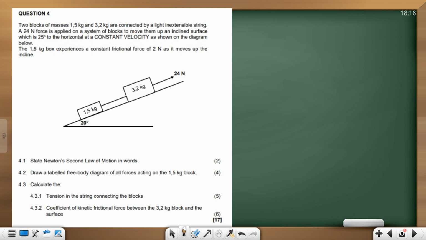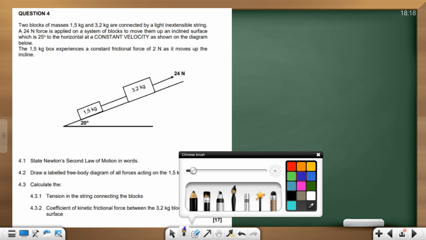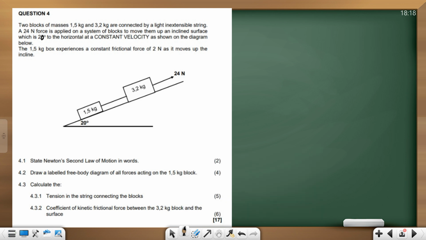Two blocks of masses 1,5 and 3,2 are connected by a light inextensible string. A 24 Newton force is applied on the system of blocks and moves up an inclined surface of 25. All right, there's a mistake. There's 25 there, and I'm looking at the diagram. I see a 20. We're just going to decide which one to work with. Let's work with the diagram, 20. I see that as an error there. Constant velocity, again, acceleration is equal to what? 0. The 1,5 experiences a constant frictional force of 2 newtons as it moves up the incline.